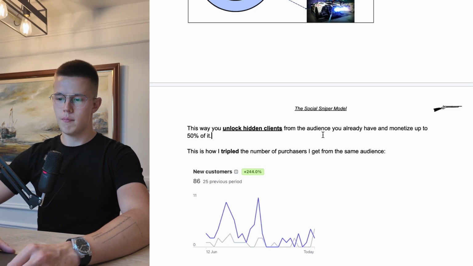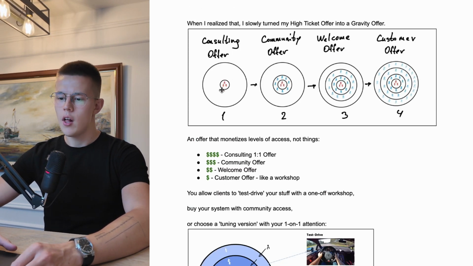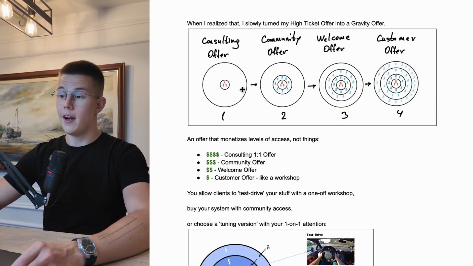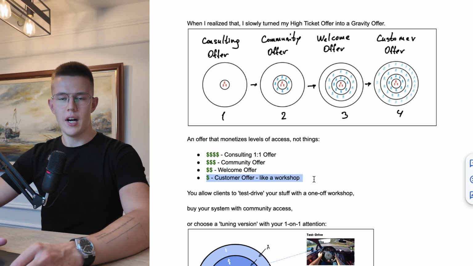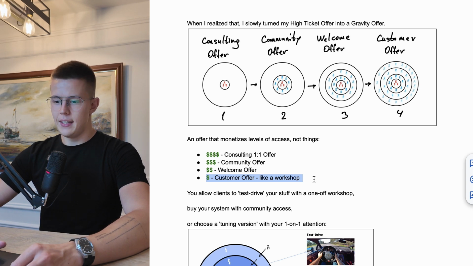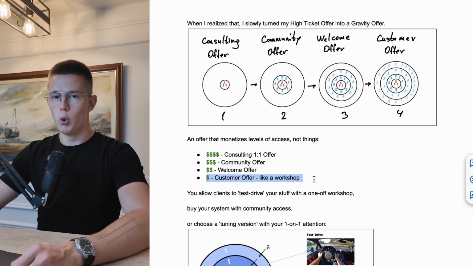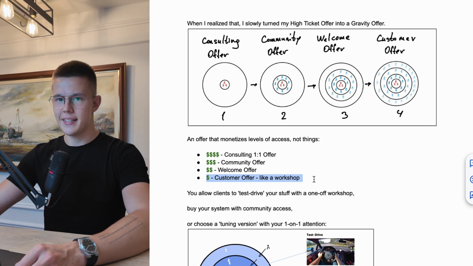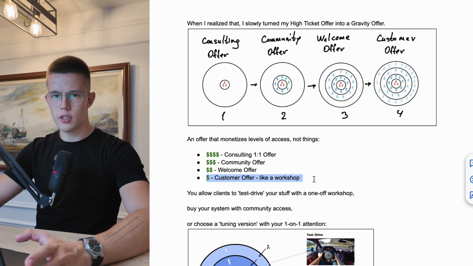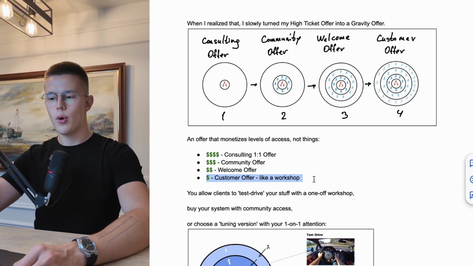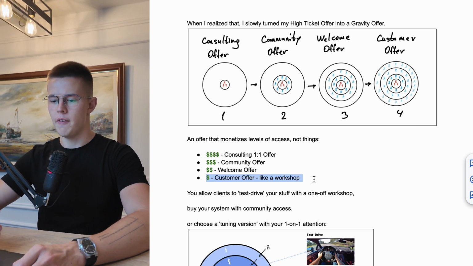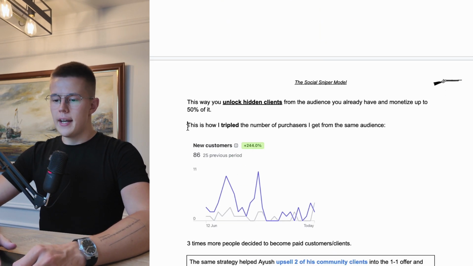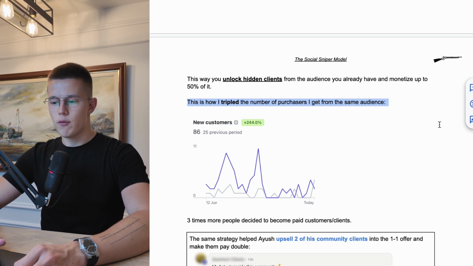and monetize up to 50% of it. Because if you're just selling your high ticket offer now, there are plenty of people inside of your audience that are not ready to buy your high ticket offer, but would love to pay for a community or for a customer offer like the workshop. And I'm not advising you to create multiple offers. It is still the same exact offer with different levels of access. So you don't create 4 offers, you create one, but you give different access to you, and that's how you vary the price. And this is how I tripled the number of purchasers I get from the same audience.